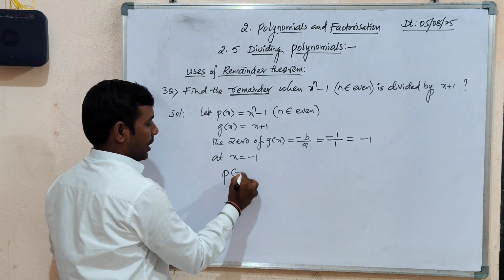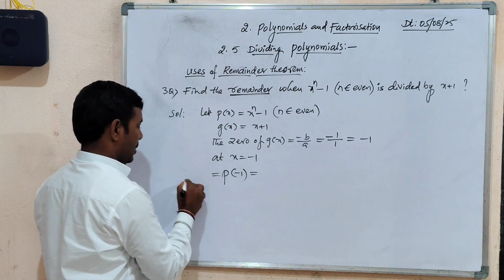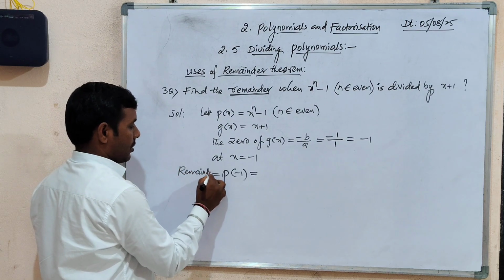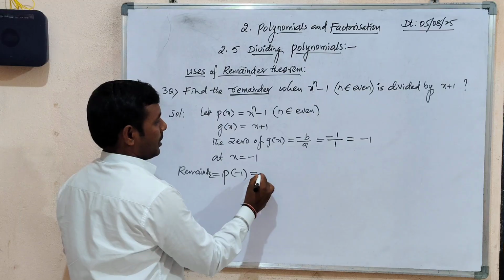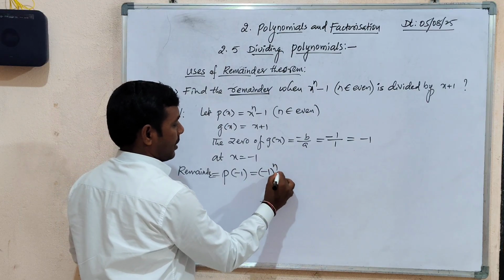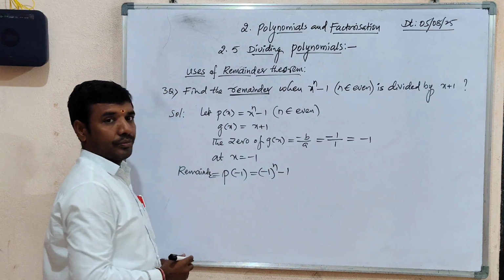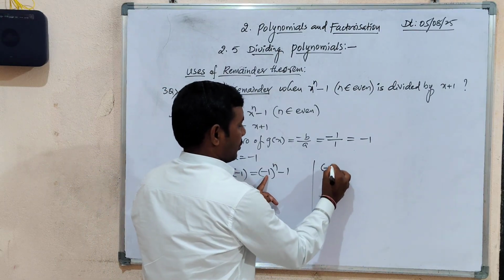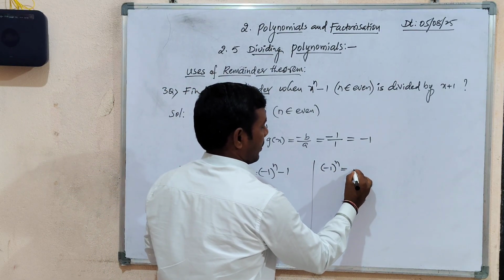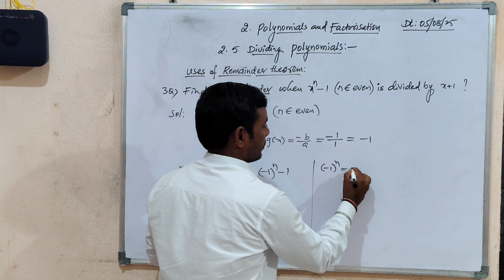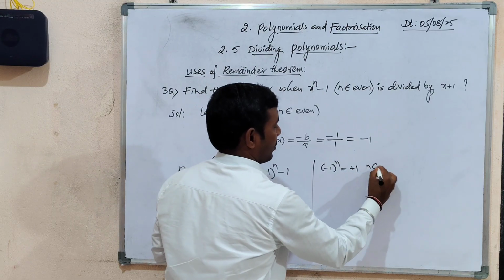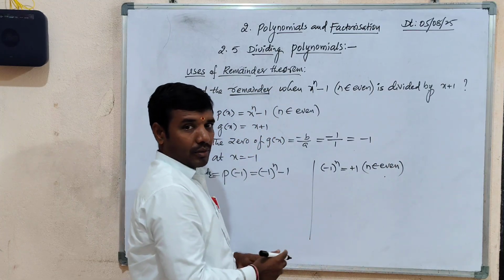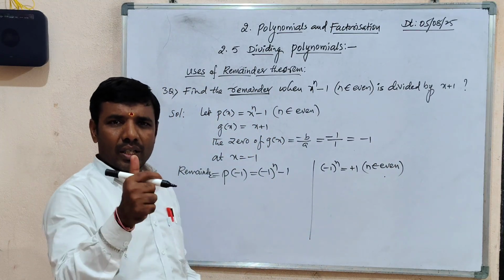Now p of minus 1 is generally called the remainder. That is, p of minus 1 is equal to minus 1 to the power of n, minus 1. Now concentrate: minus 1 to the power of n, what is the answer? It is plus 1, where n belongs to the even numbers. A few examples to understand.